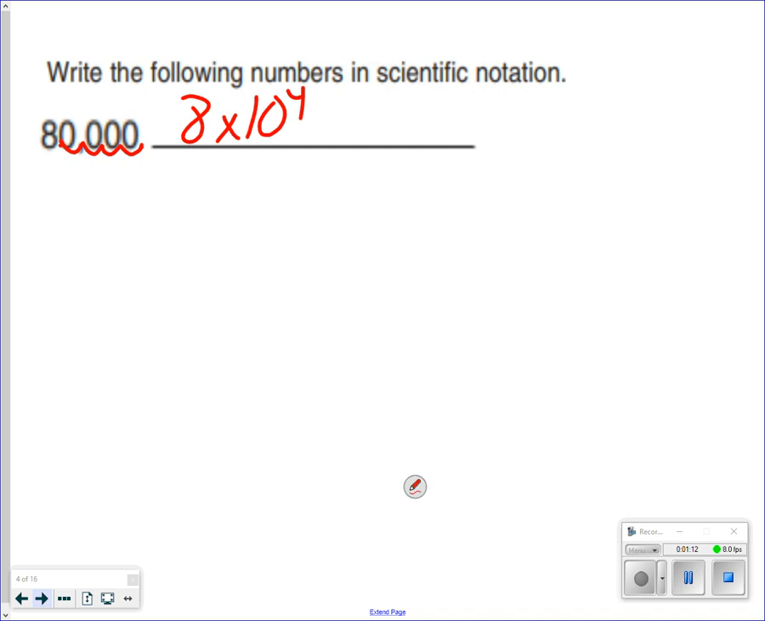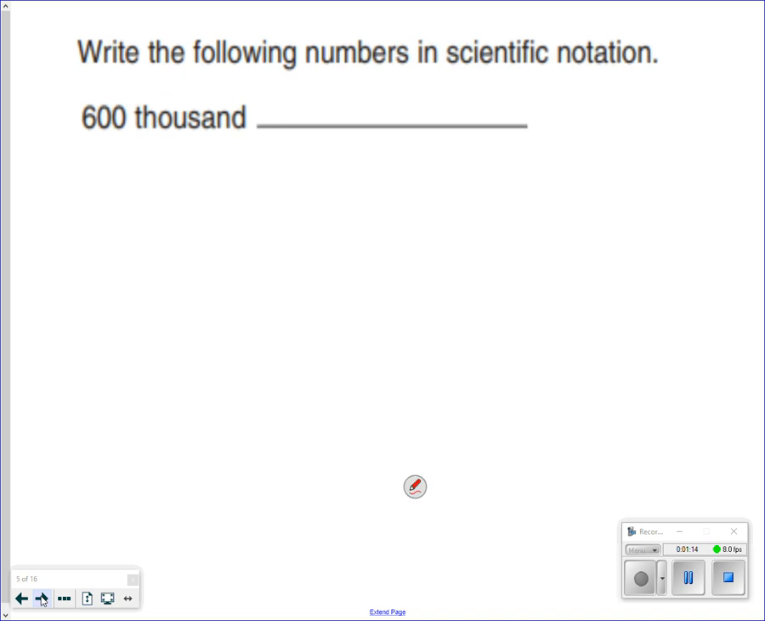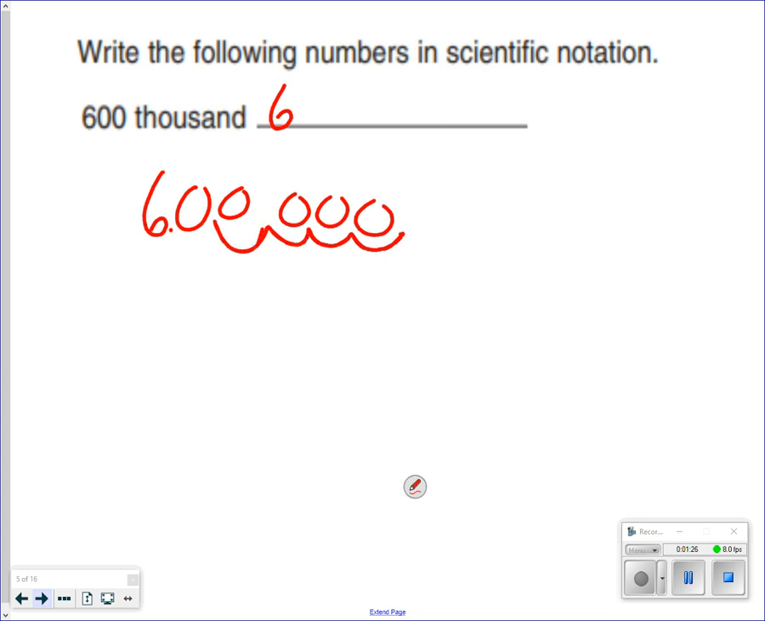Let's move to the next one. Write the following numbers in scientific notation. So what does 600,000 actually look like? That's what it actually looks like. Okay. We're starting the decimal here. We're trying to get to the 6. How many spots are we going? 1, 2, 3, 4, 5 times 10 to the 5th power.